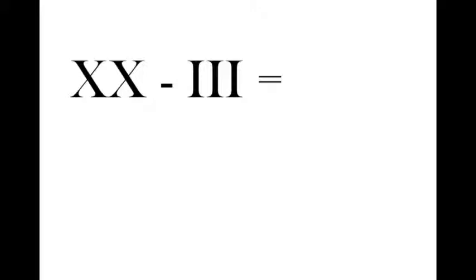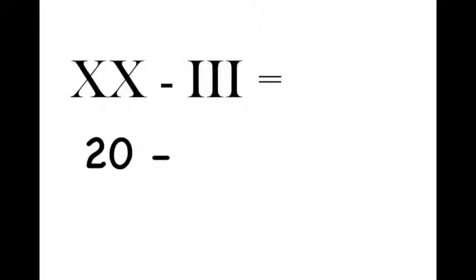Question 3. We've got some Roman numerals here. We've got XX take away I equals. It's a subtraction sum, but we're going to do it using Roman numerals. So let's look at the first number, XX. Well, that's 20. X is 10, so X and another X is 20.